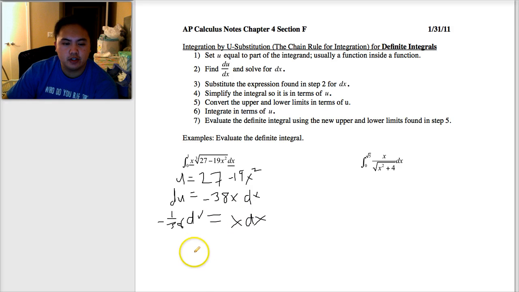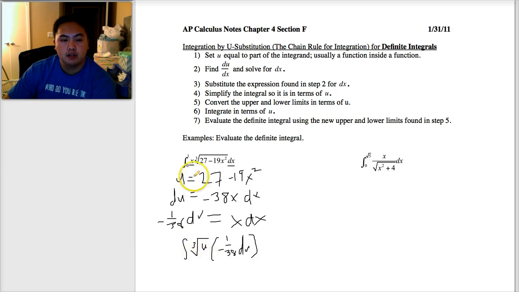So now I can do my substitution of the integral. This cube root of 27 minus 19x squared now becomes simply, since we're trying to make this problem simple, the cube root of u. My x dx now becomes negative 1/38 du. But you may notice that I'm missing one piece. I neglected to put the bounds in. Because these bounds represented what they were when there were x's, I also have to change these numbers. How do I change these numbers?